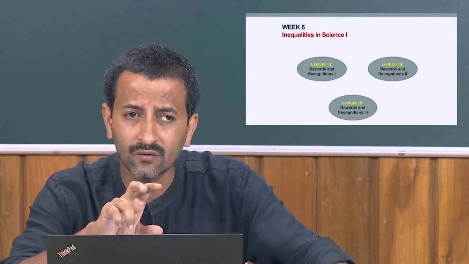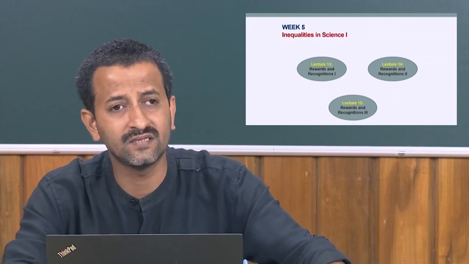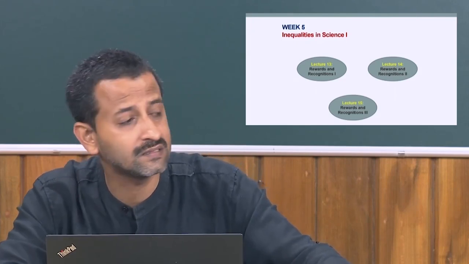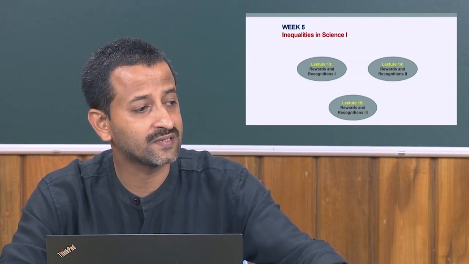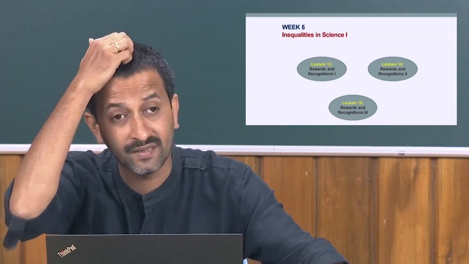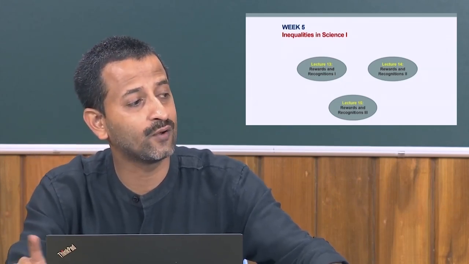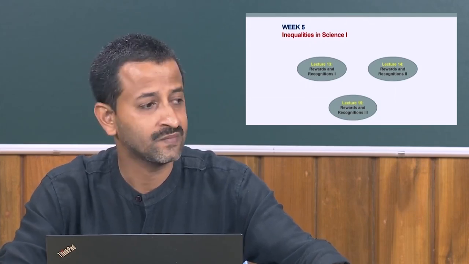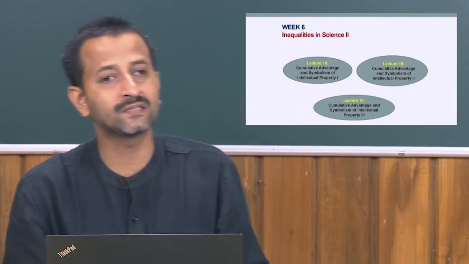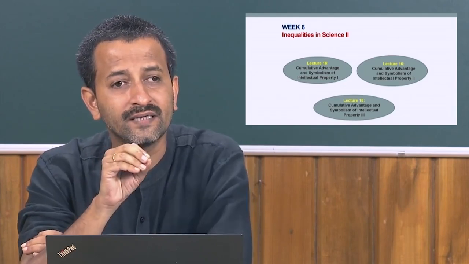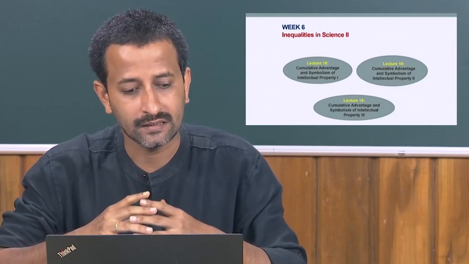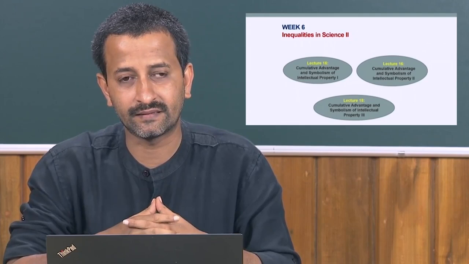In this week, we have discussed the reward system in science, the Matthew effect in the reward system, the Matthew effect in the communication system, the Matthew effect and the functions of redundancy, then the psychological and social basis of the Matthew effect, and the Matthew effect and allocation of scientific resources. In the sixth week, the second part of inequality in science, we have discussed cumulative advantage and the symbolism of intellectual property in three parts: the 16th, 17th and 18th lectures.